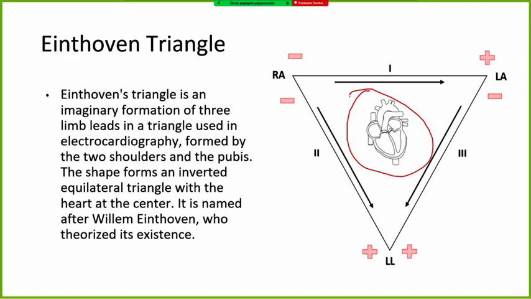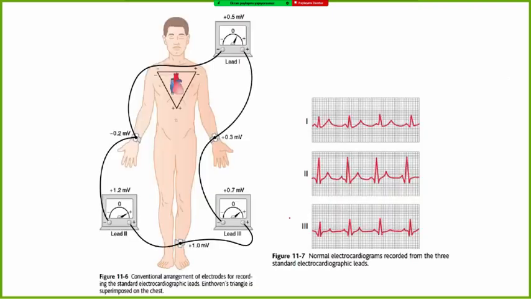And it is named after Wilhelm Einthoven, who theorized its existence. And we use the Einthoven triangle for the basic evaluation of the electrical system of the heart. So this is D1, D2 and D3 ECG recordings.